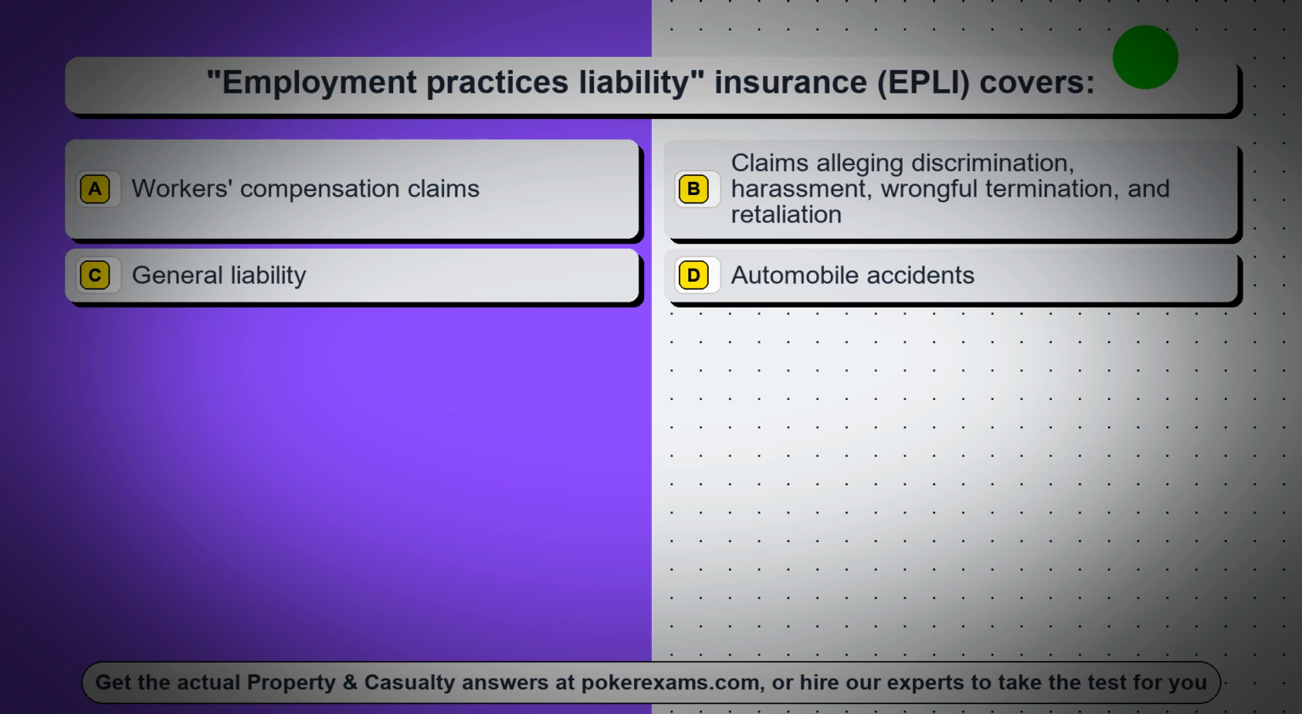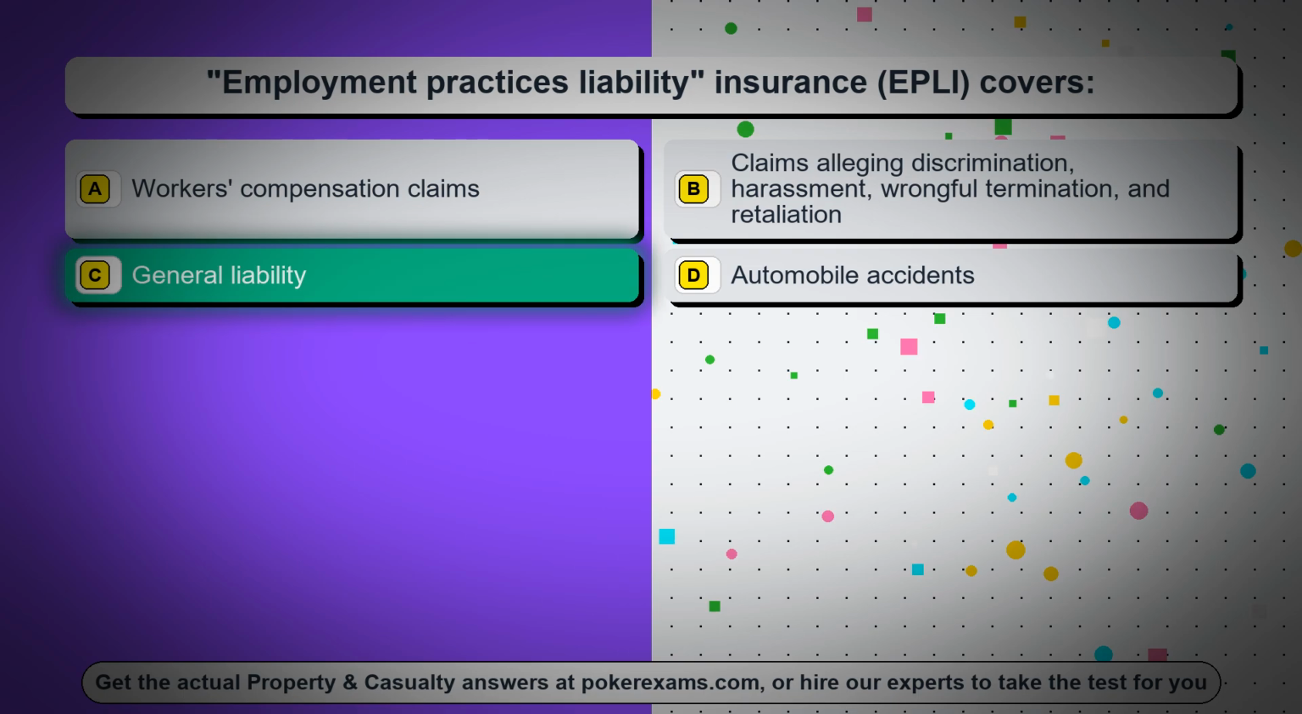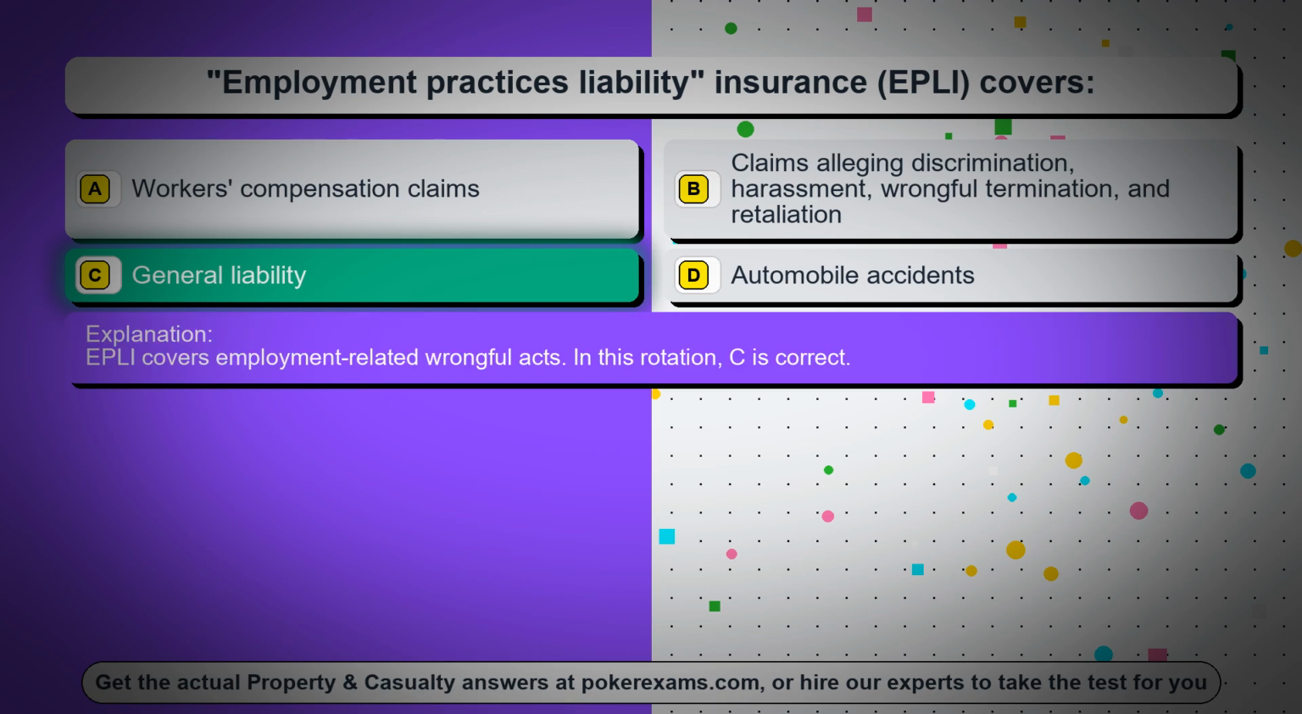Question 100. Employment Practices Liability Insurance, EPLI, covers option A, workers' compensation claims, option B, claims alleging discrimination, harassment, wrongful termination, and retaliation, option C, general liability, option D, automobile accidents. The correct answer is option C, general liability. EPLI covers employment-related wrongful acts. In this rotation, C is correct.